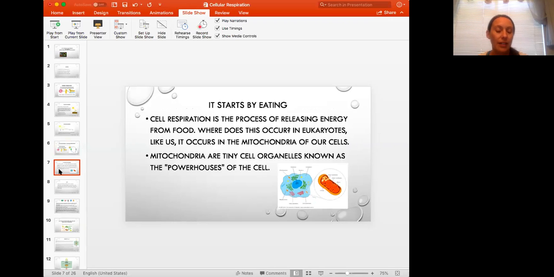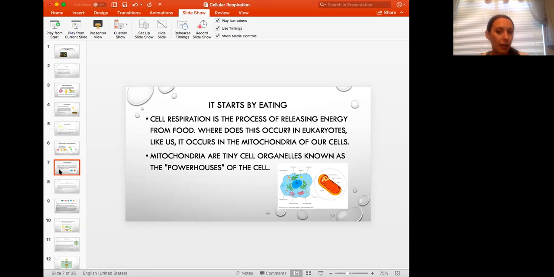Okay, so how does this happen? Well, it starts, of course, by eating those producers. Cellular respiration is the process of releasing the energy from food. So it's the process of taking that sugar from a plant and making it into a form that our cells and our body can use.